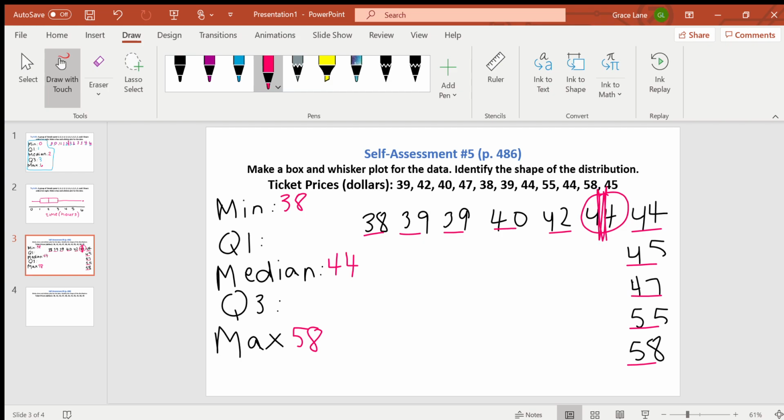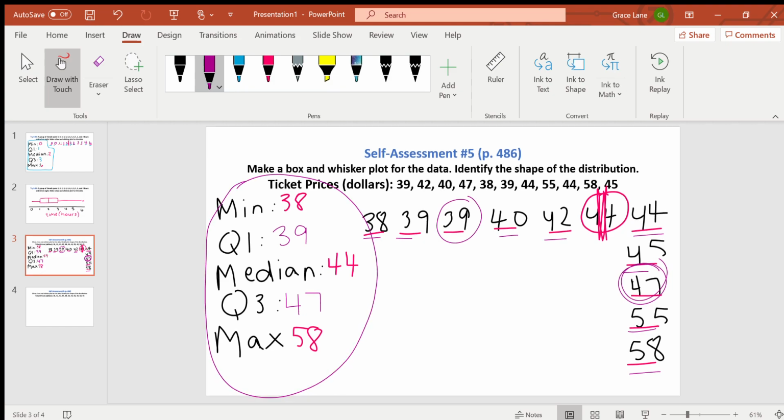Now to find quartile 1, you're going to find the median between 38 and 42. There's 1 in the middle, it's 39. Then do the same thing with the upper half for quartile 3, which is 47. Okay, so these are the 5 numbers that you need to graph.